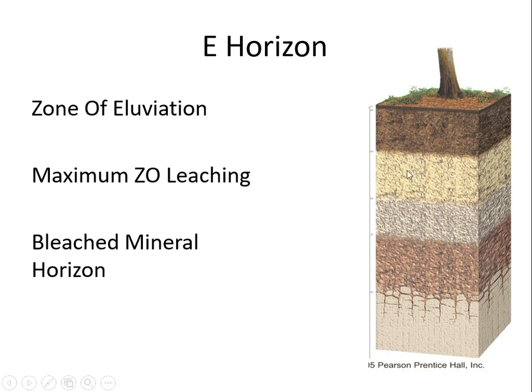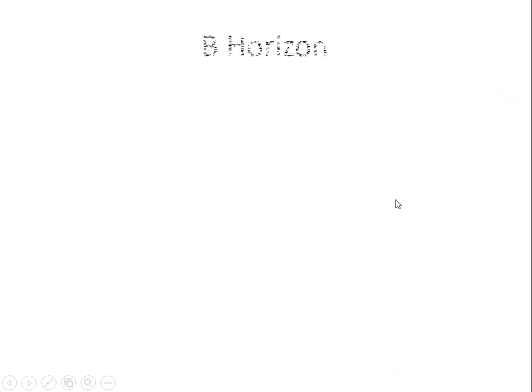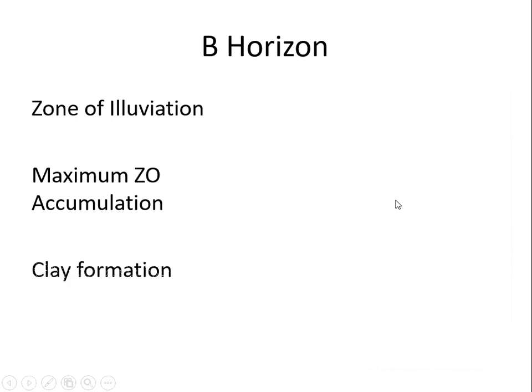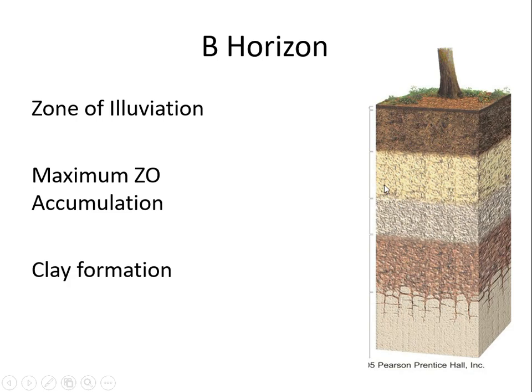Everything that exits the E then accumulates in what is called the B. This is the zone of illuviation. So eluviation is where it exits, illuviation is where it enters and accumulates. Everything that was removed from the E horizon above it accumulates in the B horizon below.